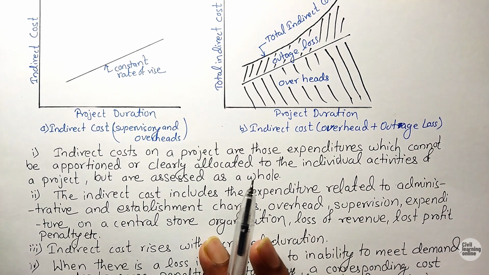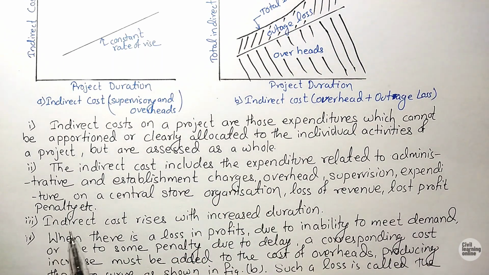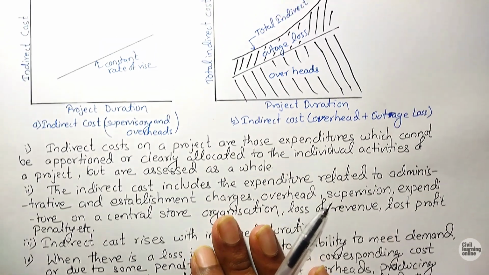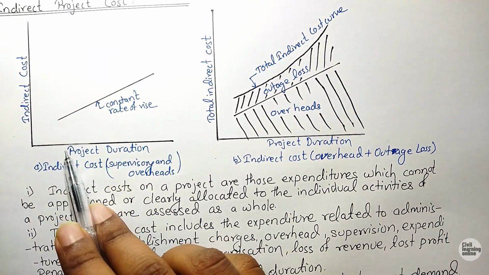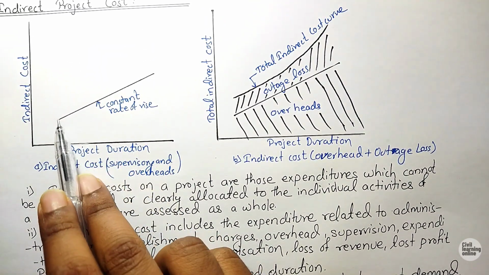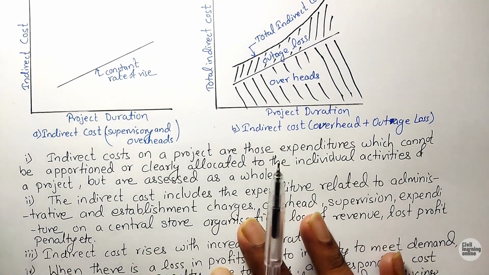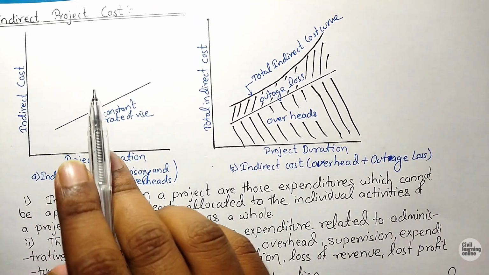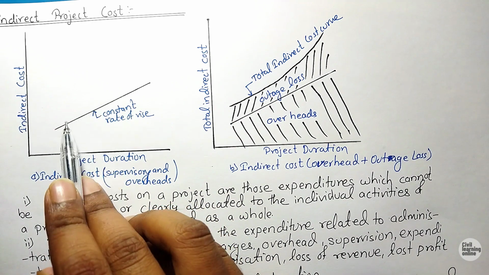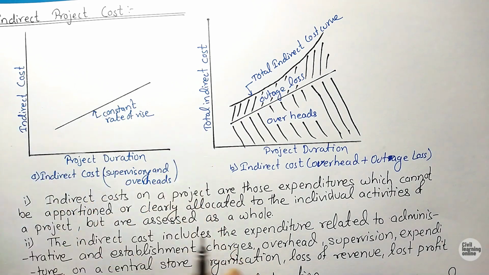And the third point says that indirect cost rises with time. It is shown in this diagram also, that when the project duration increases, indirect cost is rising. So when we crash a project, then indirect cost decreases but the direct cost increases. That is the case.